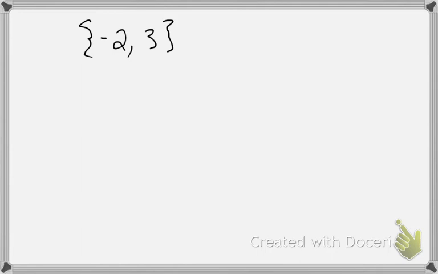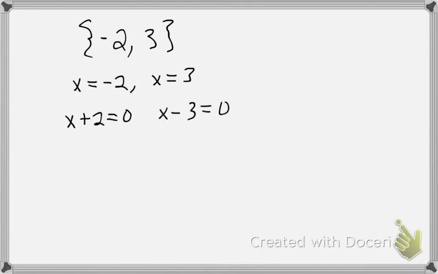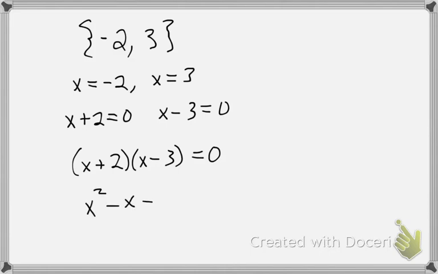These are nice solutions. If I put them together, this would have been x equals -2, x equals 3, so x plus 2 equals 0, x minus 3 equals 0. You guys agree? Backing up further, that would be x plus 2 times x minus 3 equals 0. You guys agree? In which case we get x squared minus x minus 6 equals 0. So this is a quadratic equation with those solutions.